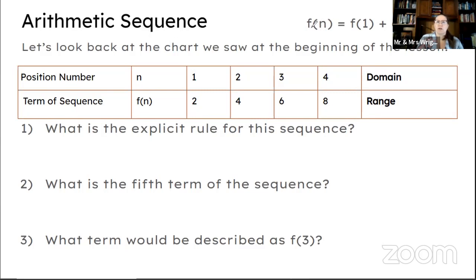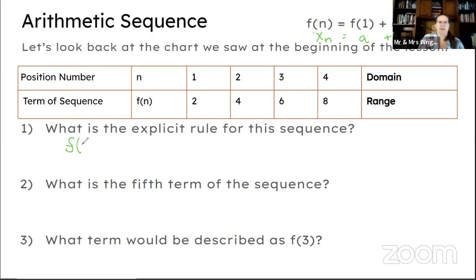Okay, well, I wrote the explicit rule up here for us if we want to use it. And remember, you could always write this as x sub n is a plus d times n minus 1 if you prefer using x and a. But we're going to stick with the f, written as a function, not an expression, an equation. All right, so what is the explicit rule for this sequence?